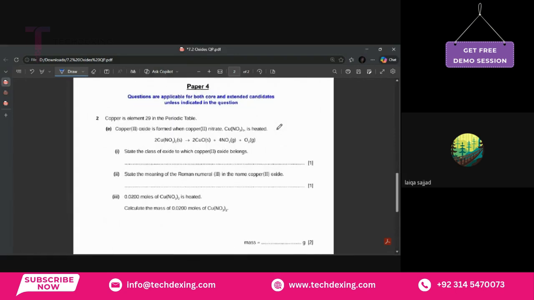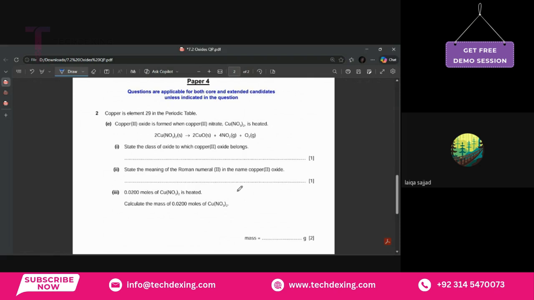Okay, this one is about copper, which is element 29 in the periodic table. Copper(II) oxide is formed when copper(II) nitrate is heated. You have to state the class of oxide to which copper oxide belongs and state the meaning of the Roman numeral 2 in the name copper(II) oxide. And yes, this one is not a part of our syllabus.